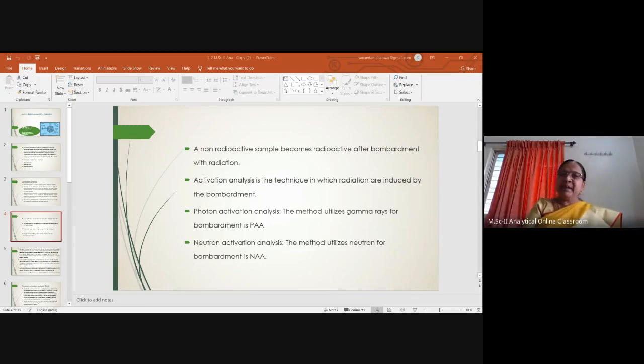Means the sample, when bombarded with neutrons or with gamma radiation, becomes unstable, it becomes radioactive. समजला हा फर्स्ट पॉइंट?